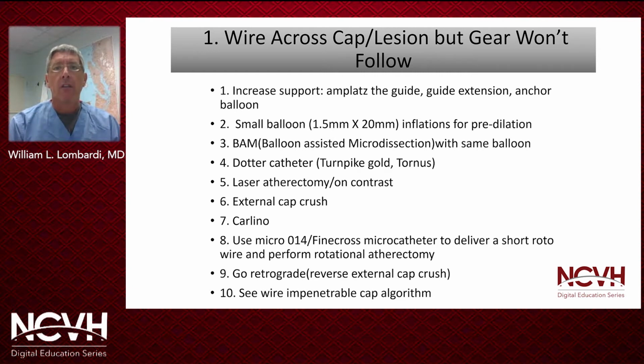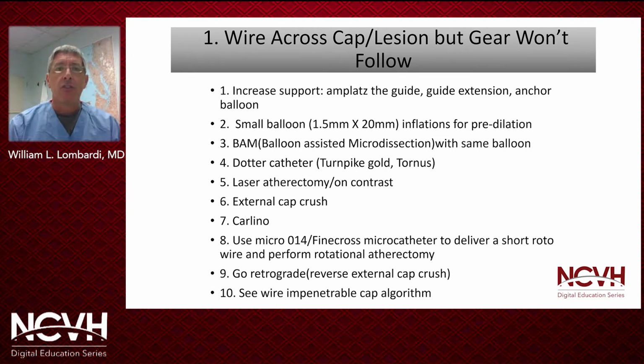So one: wire across, gear won't follow. Number one, increase guide support, use a guide extension or an anchor balloon. The other is if you have the wire across and you had picked a bad guide, trust that you can rewire it. Think about pulling out. Say you went 6 French from the wrist and you're using a JR4 guide, okay? Bad idea. Think about using an AL1 from the wrist, maybe go 7 French, or even switch and go to the leg and start over and put in an 8 French guide. It's okay to say that I made a bad choice. It's not okay to insist to continue with that bad choice.